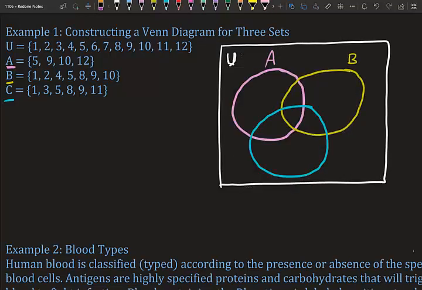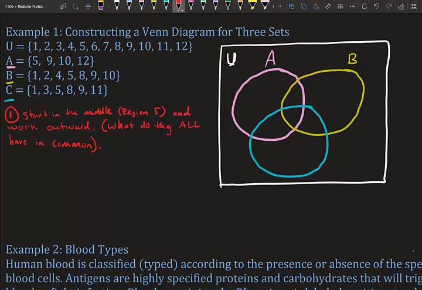All right, so the first thing we're going to do, and this is how you do all sets, just like when there are 2 sets A and B, you start in the middle, then work your way out. We're going to ask ourselves, what do they all have in common? Meaning, all A, B, and C, what do they have in common? If we look at A, B, and C, they have 5. So we're going to put a 5 in the middle in region 5.